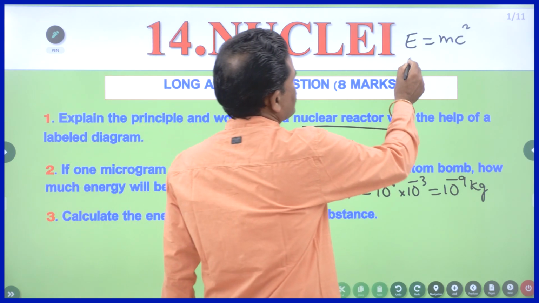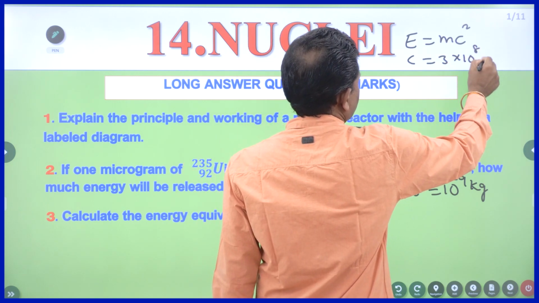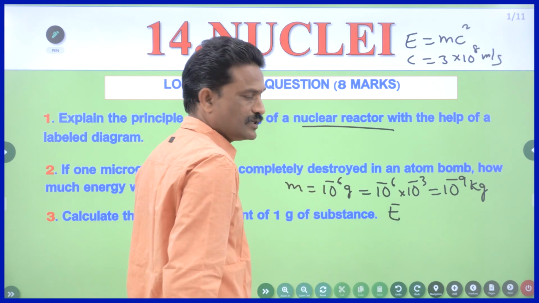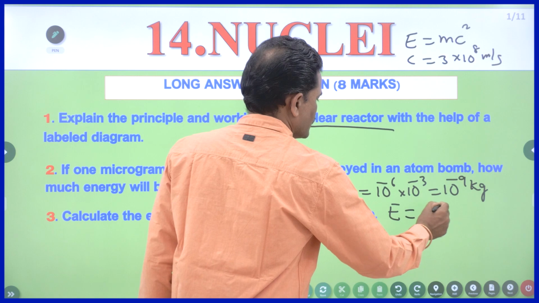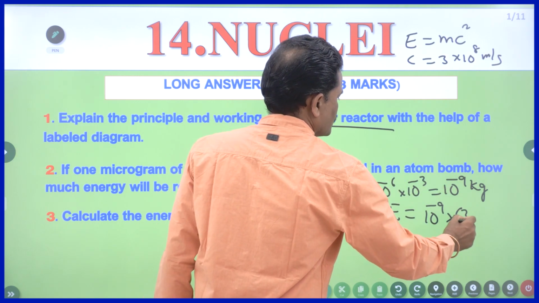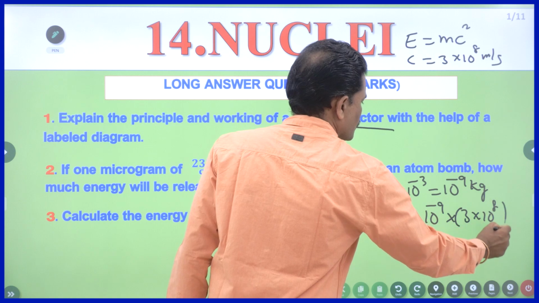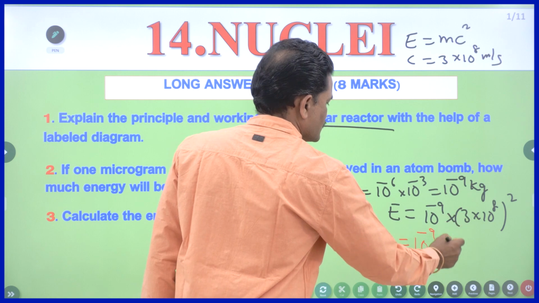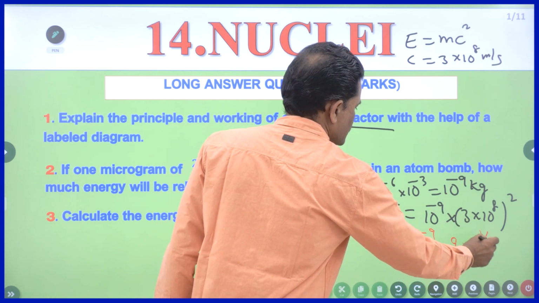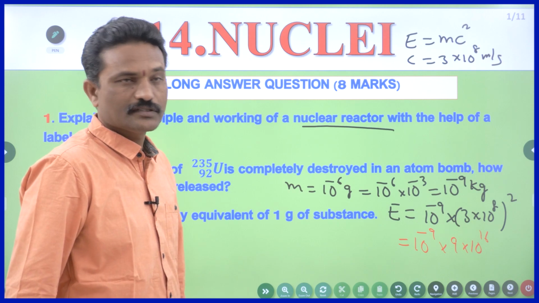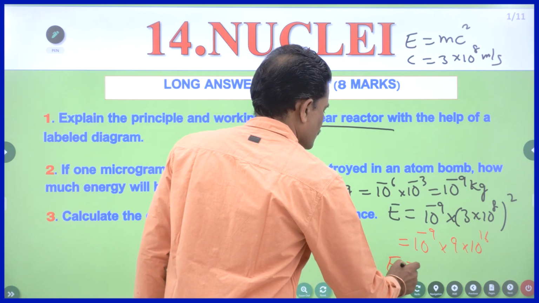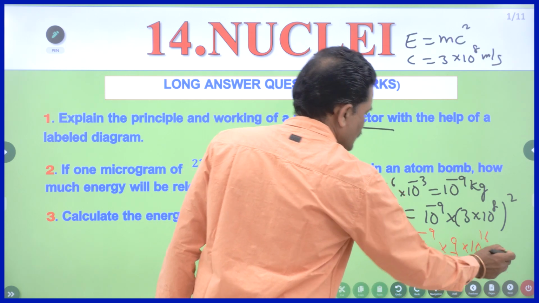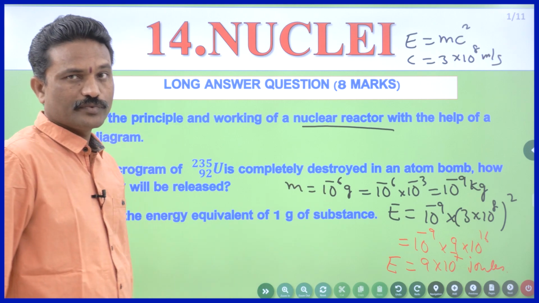What is the value of C? C is 3 into 10 to the power of 8 meter per second. We substitute this here. So E is equal to how much energy is released? M is how much? 10 to the power of minus 9. C is how much? 3 into 10 to the power of 8 whole square. So this is 10 to the power of minus 9. This is 9 into 10 to the power of 16. Is this clear? So you will get E is equal to 9 into 10 to the power of 7 joules. If you write this much, you will be given 1 or 2 marks.